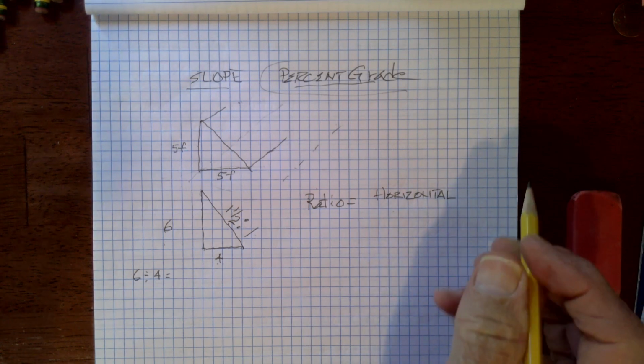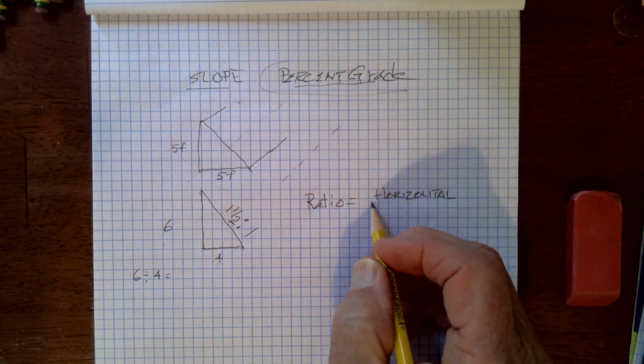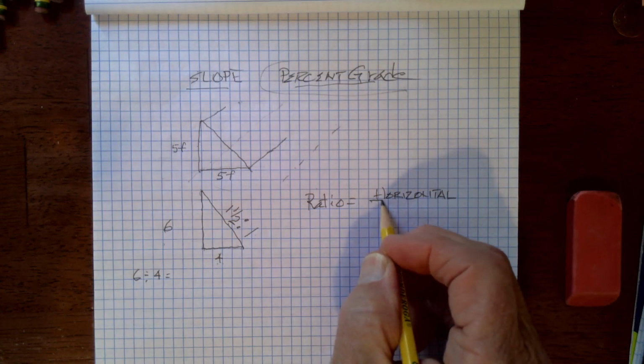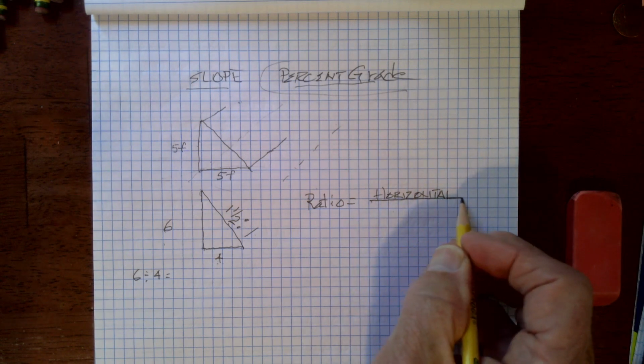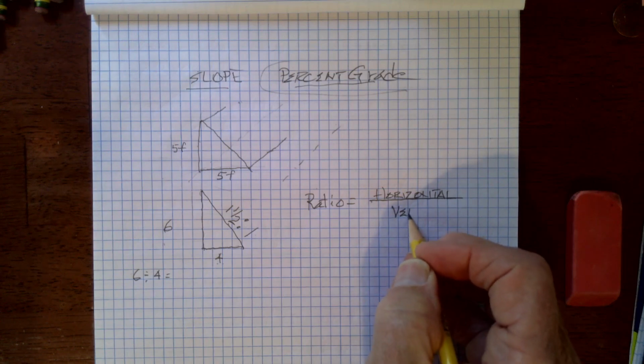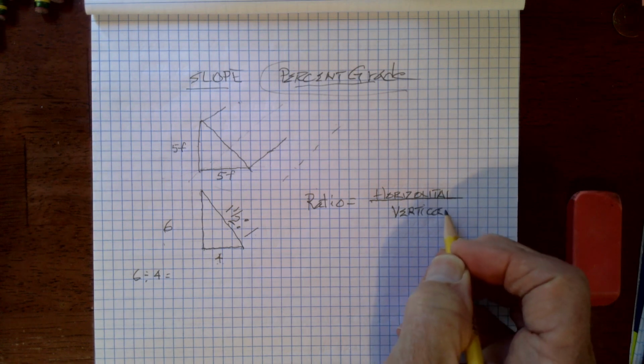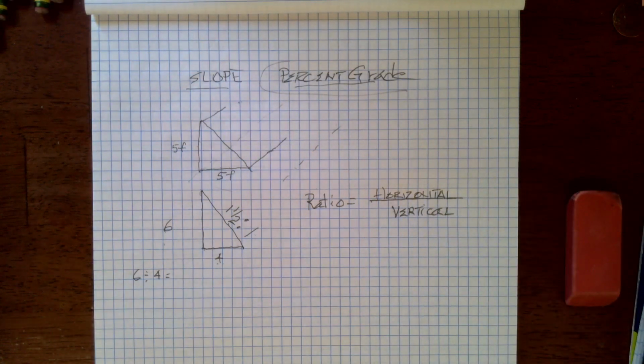equals the horizontal distance divided by the vertical distance. Write these things down. These will be important. I'm going to give you some stuff here in a minute.